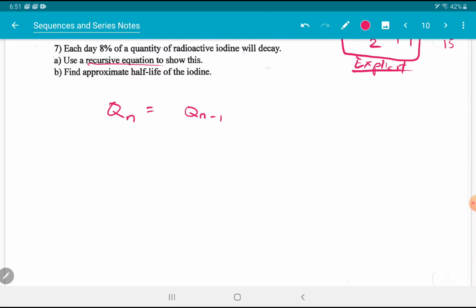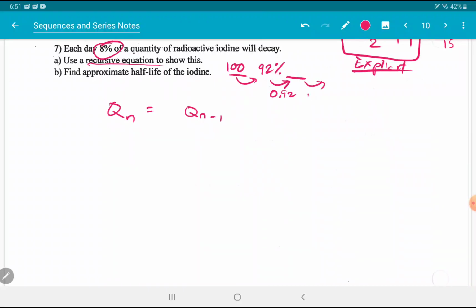Do you remember how radioactive iodine decays? It's decaying at 8% of its quantity. Well, what does that mean? I have 100% here, and after that, I'll get to how much? Like 92%, right? After that, what am I doing? I'm multiplying that by 92% because it's decaying by 8%.